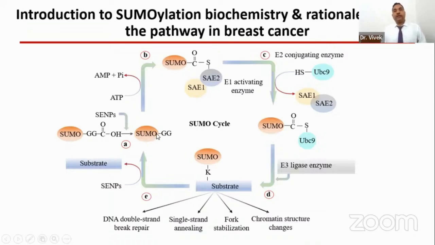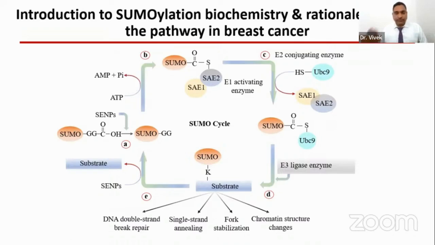They are very small in size, approximately 90 to 110 amino acids, with a molecular weight of approximately 8 to 10 kilodaltons. The next step is that they utilize ATP hydrolysis and form a thioester bond with the E1 activating enzyme, which is a heterodimeric protein complex. After this, the SUMO molecule gets transferred to the E2 enzyme, and the heterodimeric protein complex is released.